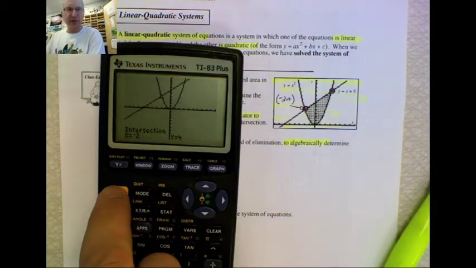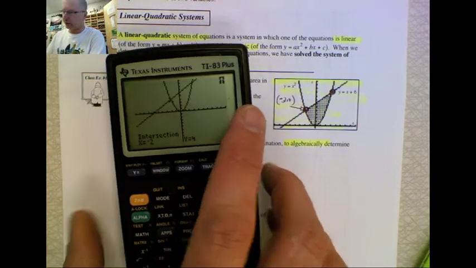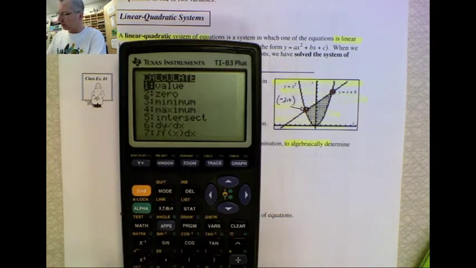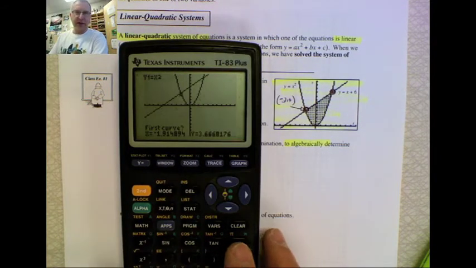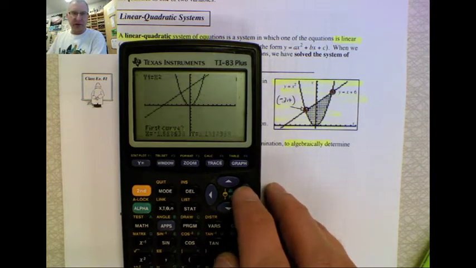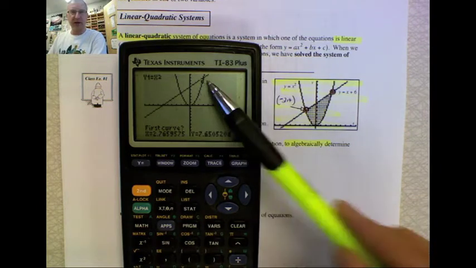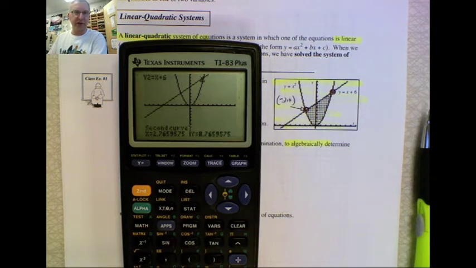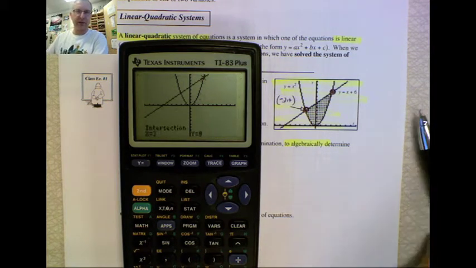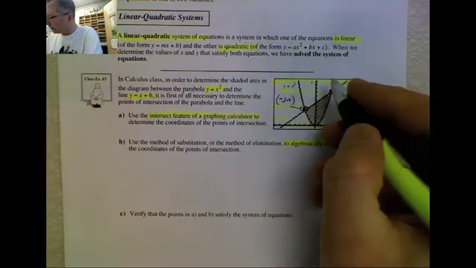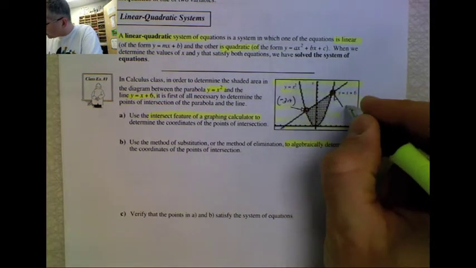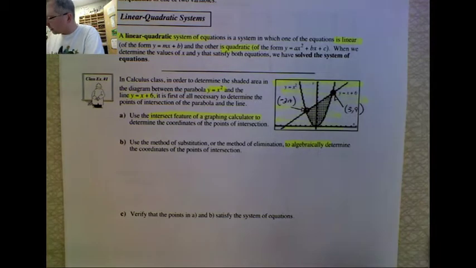So we're going to go through the process again. We're going to press second function and trace. We're going to choose number 5 for intersect. And this time we're going to scroll along our parabola, scroll to the right using our right arrow until we get close to that point of intersection. We're going to hit enter. It jumps to our line, we hit enter. When it says guess, we hit enter. And it tells us our second point of intersection is at 3 and 9. So this point here is at 3 and 9.